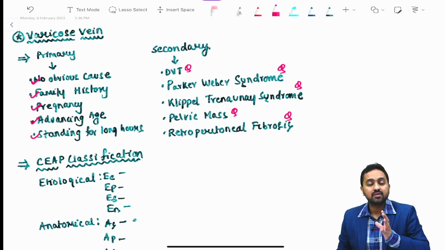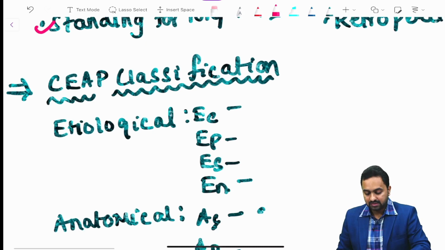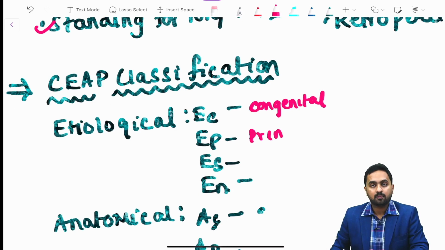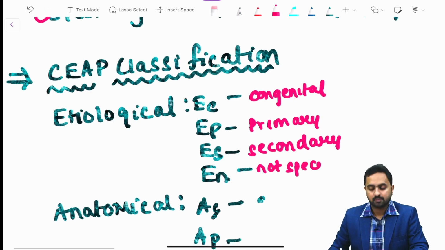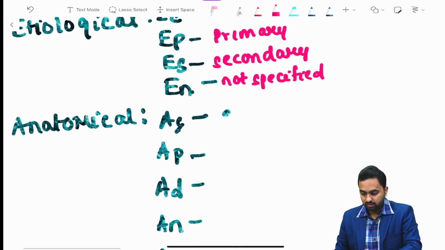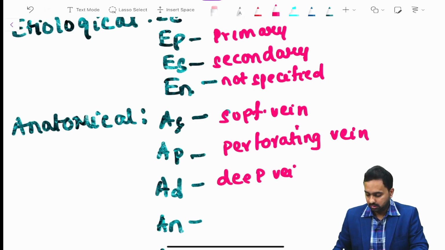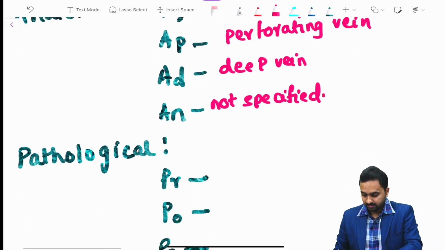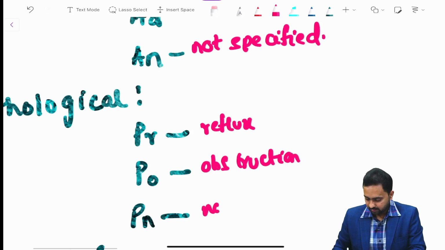retroperitoneal fibrosis. Then there is a very important classification with respect to your varicose vein, which is your CEAP classification. So we will discuss the C subsequently. First let us discuss the etiological classification. So EC is your congenital, EP is your primary, then ES is your secondary, and EN is your not specified. Now anatomical classification includes your AS for your superficial vein, P for your perforating vein, then D is for your deep vein, and N is your not specified, right.